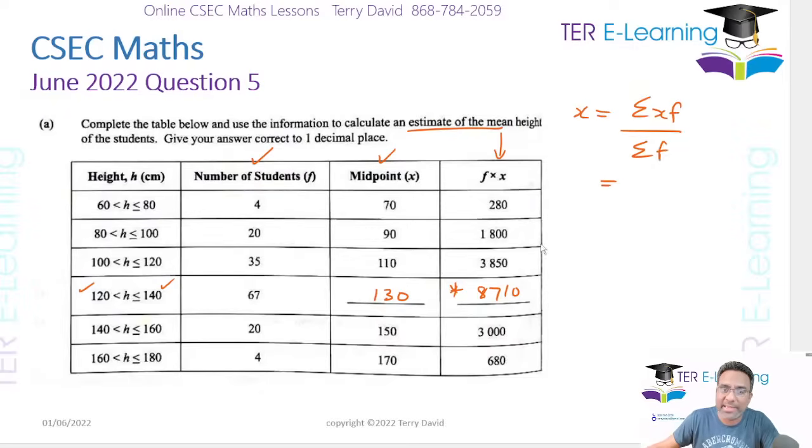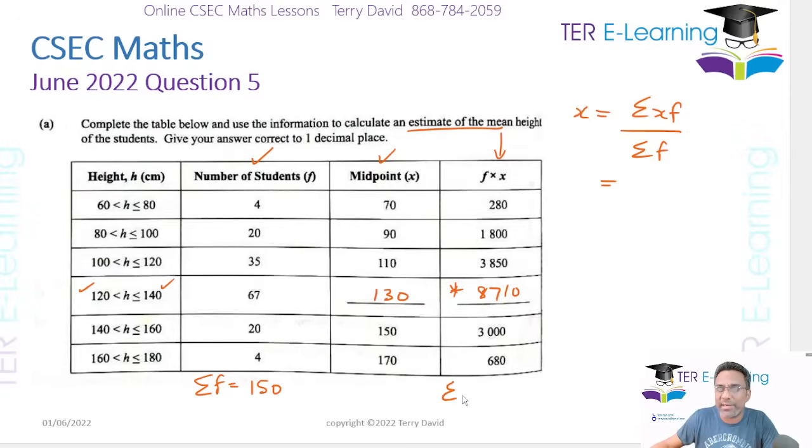That's what we said. So all you need to do is add up the number of students here. Did it tell me how many? Nope, they didn't say how many. So 4 plus 20 plus 35 plus 67 plus 20 plus 4, and I'm getting 150 students. So this here is 150 students.